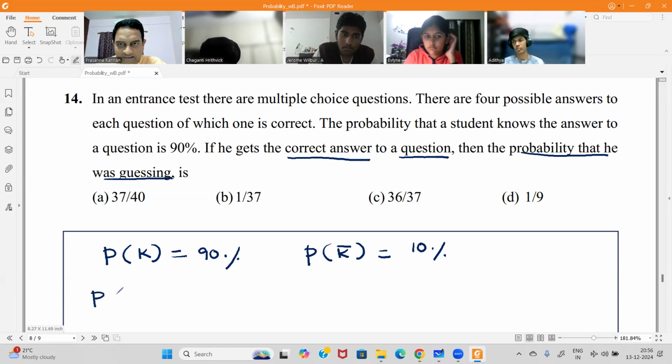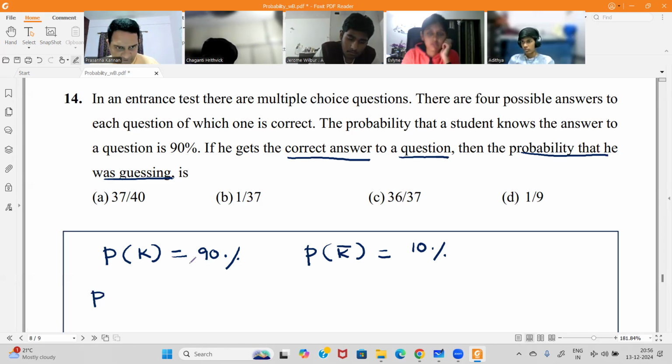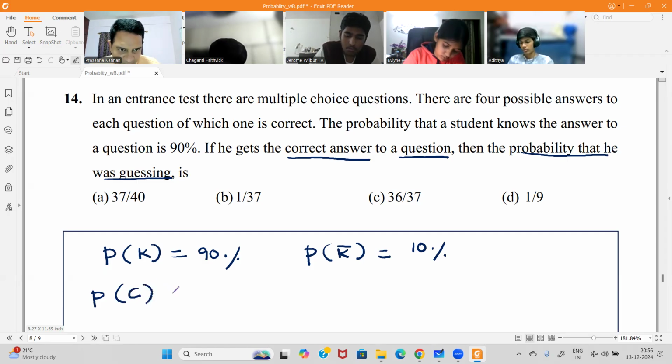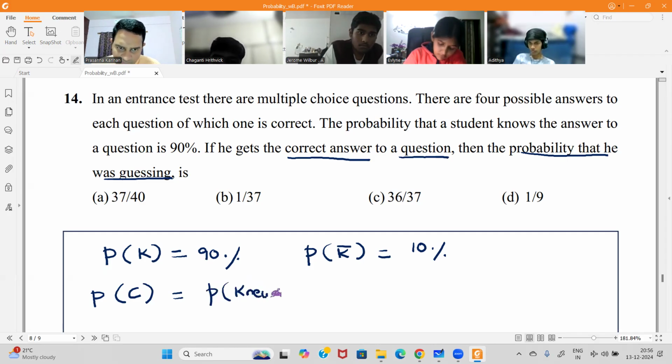Now tell me one thing. He can get the correct answer in one of 2 ways. Could you tell me what are those ways, Evelyn? Sir, either he knows the answer or he was guessing and he got it right. Exactly. Perfect. So first we will find out he got the answer correct. Let us represent it by P of C. So he got the answer correct, which means he knew the answer and he got it right.